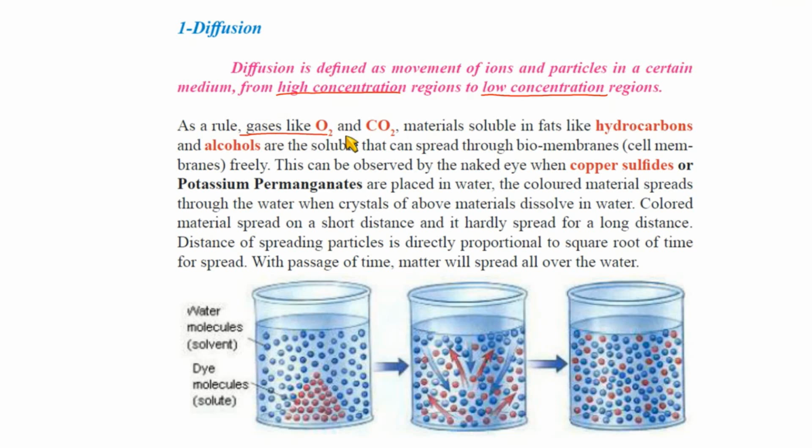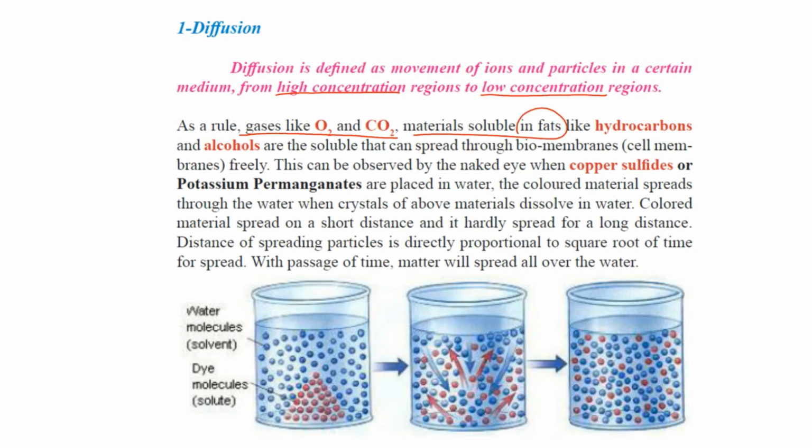As a rule, gases like O2 and CO2, because O2 has only 2 atoms and CO2 only 3 atoms, are too small and can freely pass through the plasma membrane. Materials soluble in fats, like hydrocarbons and alcohols, can also spread through biomembranes freely. Freely means without using energy. We have studied that the plasma membrane is made up of phospholipids, so materials soluble in fats like alcohols and hydrocarbons can pass freely through the membrane.